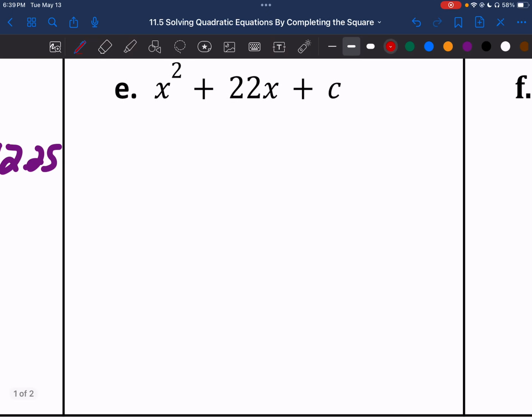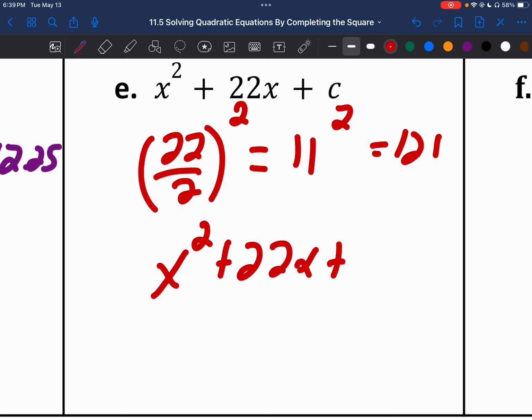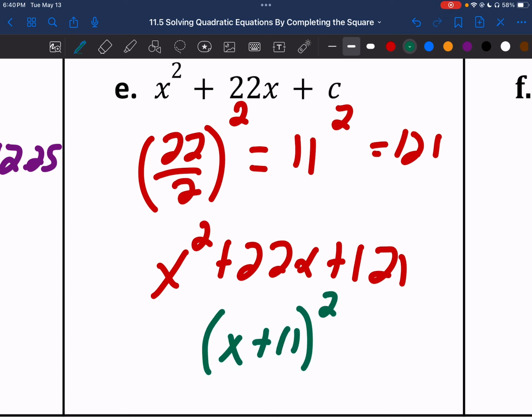All right, letter E. We're going to take 22. We divide it by 2, and we square it. So that's 11 squared, which is 121. So x squared plus 22x plus 121. And then when we factor that, it's x plus 11, the quantity squared.